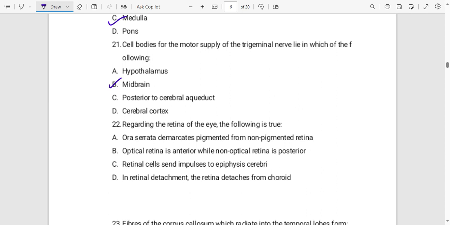So the doc has picked D, that is retinal detachment. Yes, please. D as well. Okay. Retinal detachment. All right. So I hope we are all fine with D.